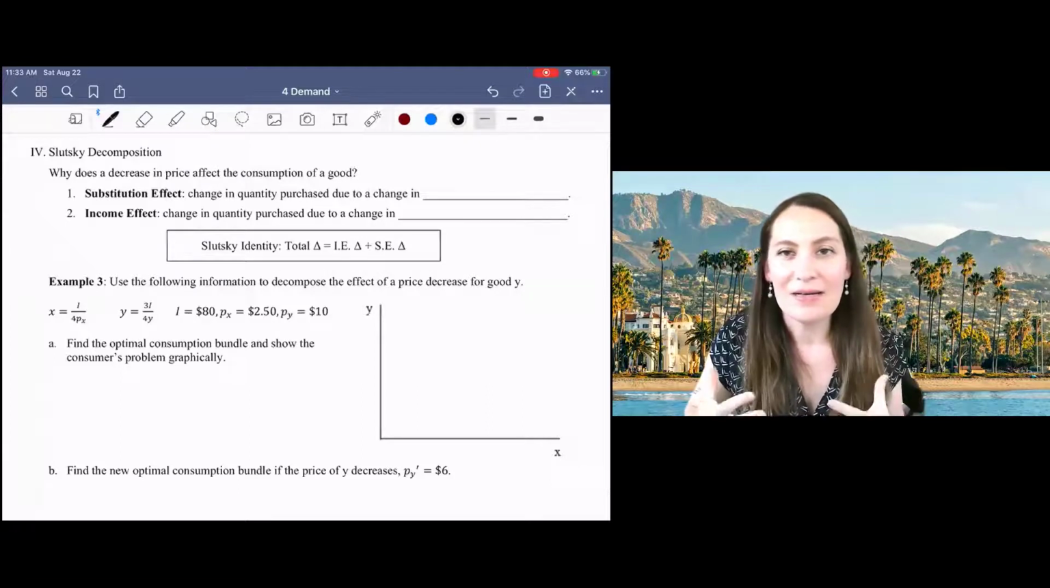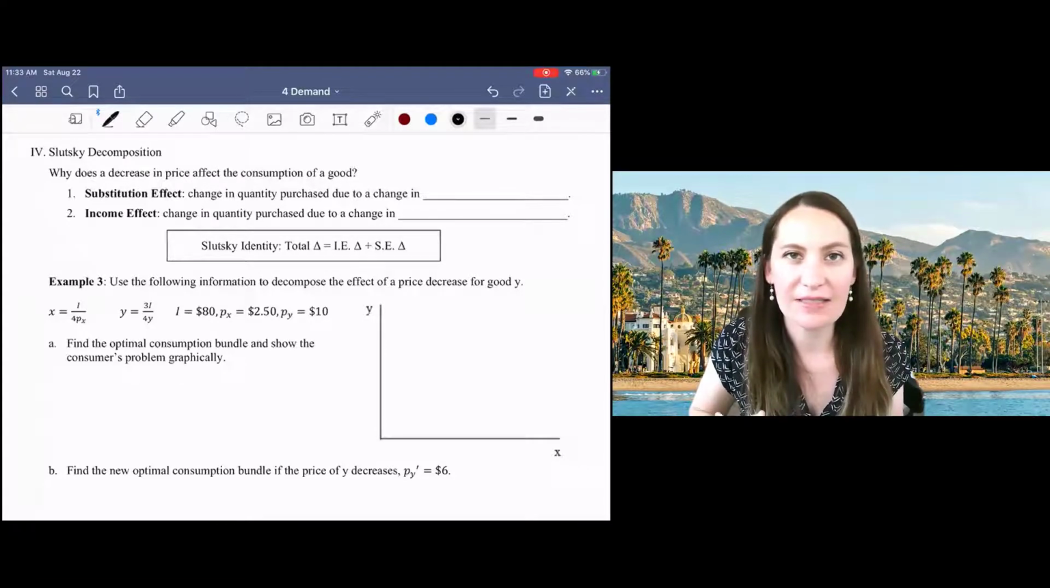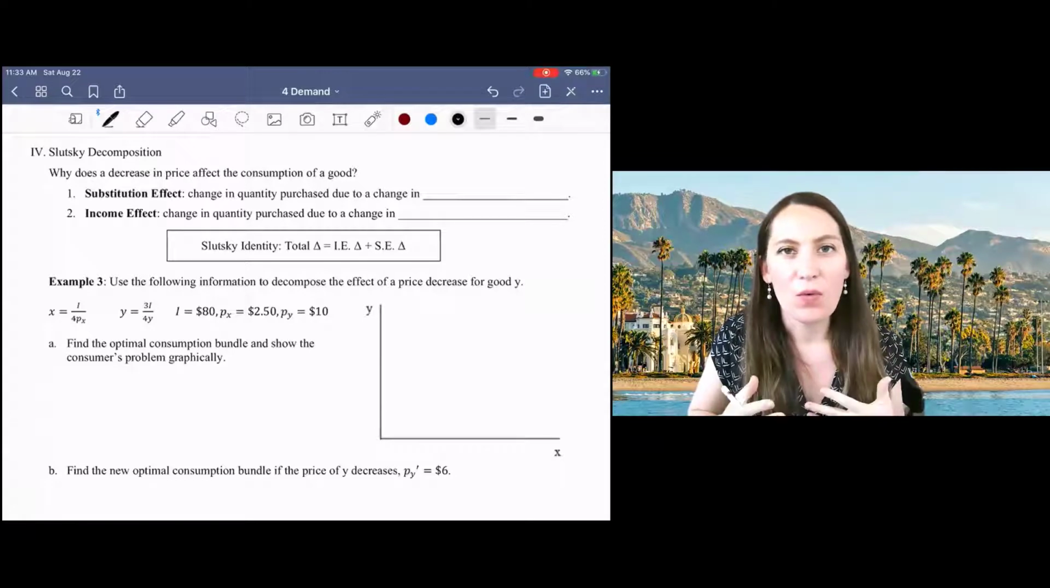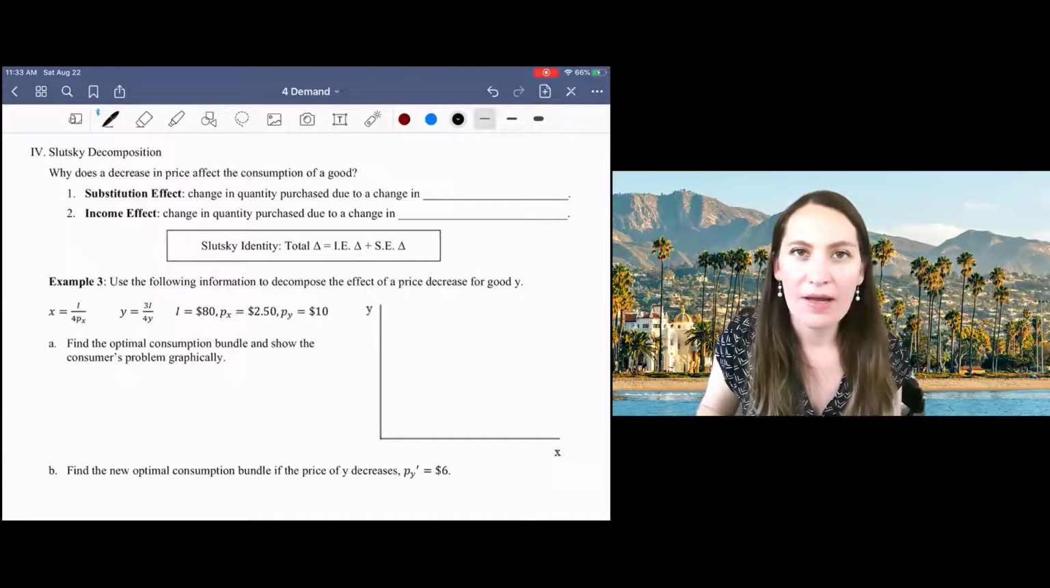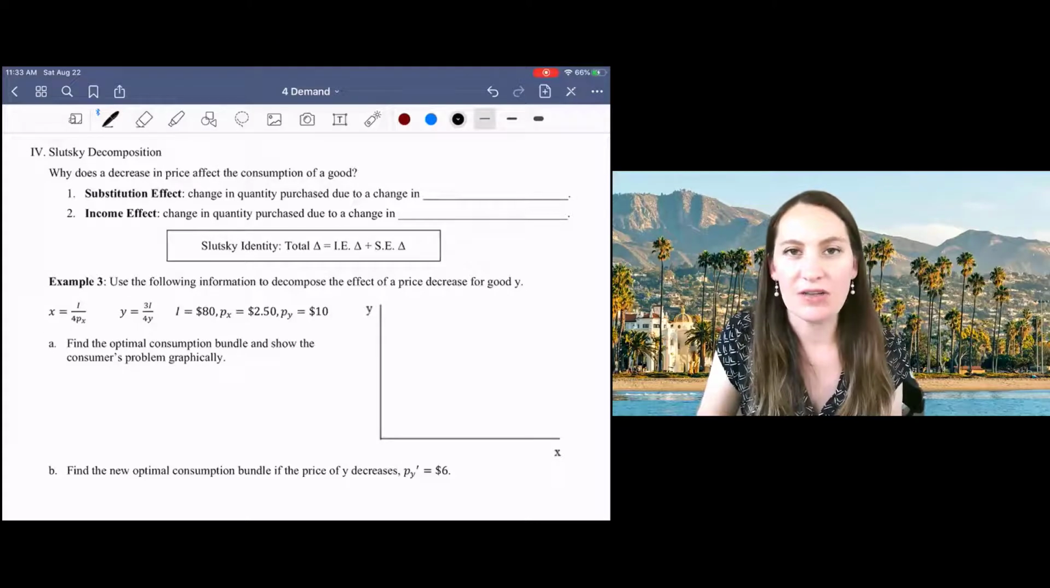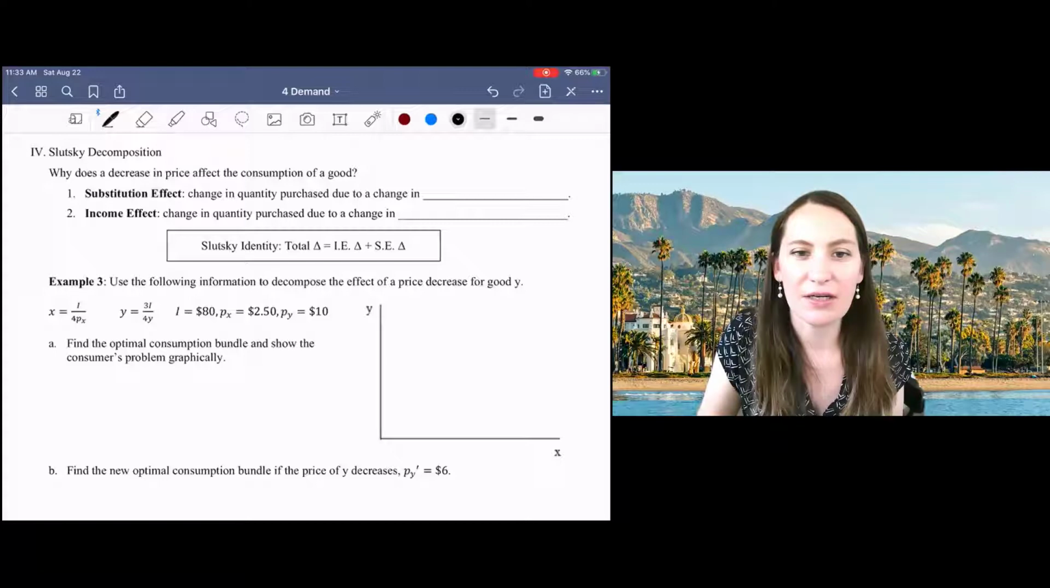In this video, we're going to investigate a bit further what is happening to consumption as prices change. So when you think about a downward sloping demand curve, we intuitively know that as prices increase, we will buy less. But people rarely stop to think about why you buy less as prices go up. And there's really two different components to that change in your consumption.